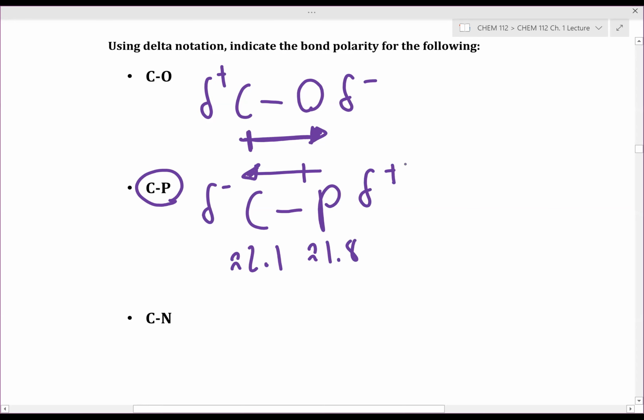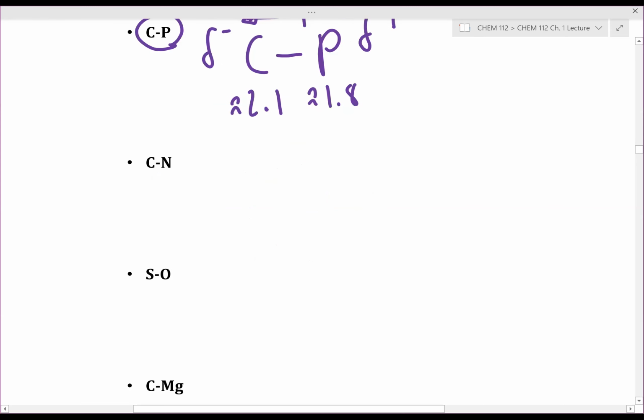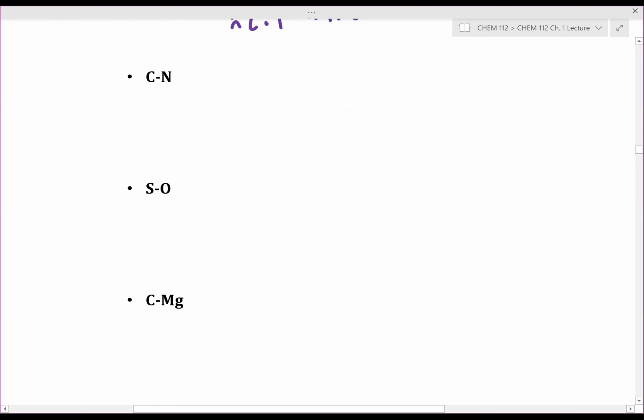What I'd like you to do in about 1 to 2 minutes is to take a look at the next 3 set of bonds, indicate the more electronegative atom, and indicate using bond dipole notation the overall bond dipole.